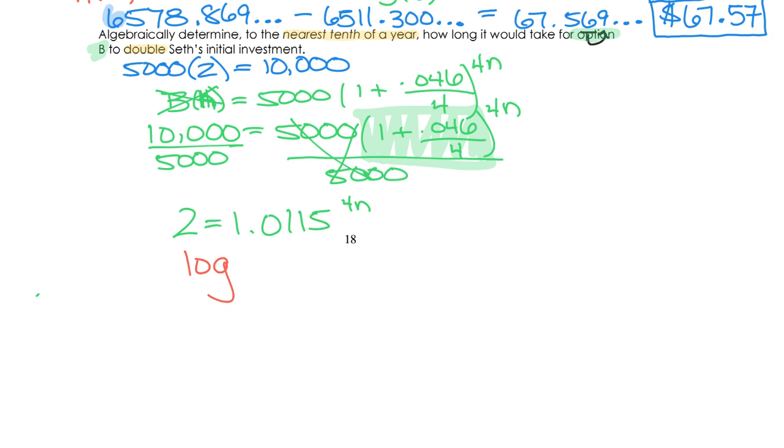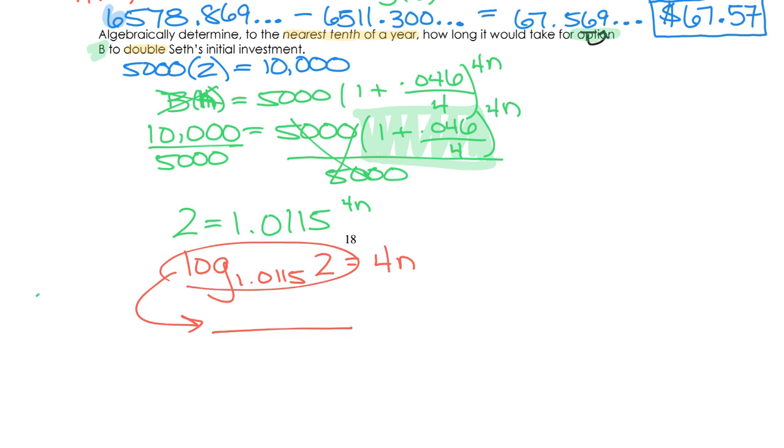So we write the word log. Our base is 1.0115. Our number is 2, and it's equal to our exponent of 4n. Okay. Again, we're going to put that into our calculator by changing it into a log divided by a log. 2 would be on top. 1.0115 is on the bottom. Okay.